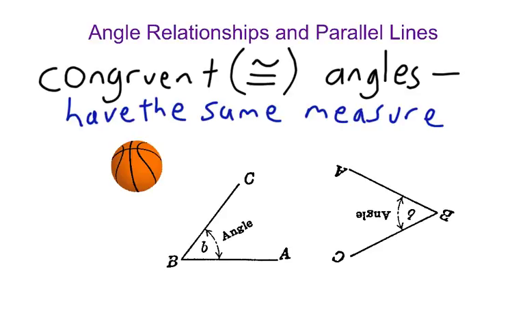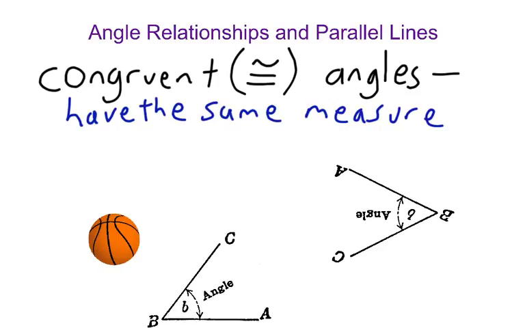So congruent angles, and that's our symbol right there. That's the congruent symbol. An equal sign with a little squiggly on top. They have the same measure. Alright, well that's easy enough.